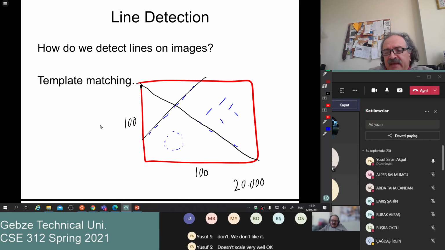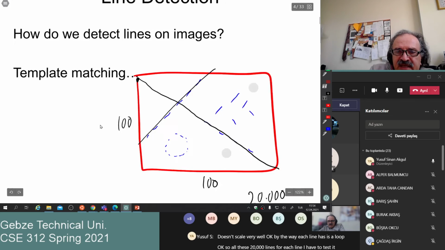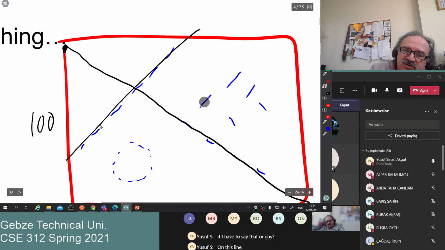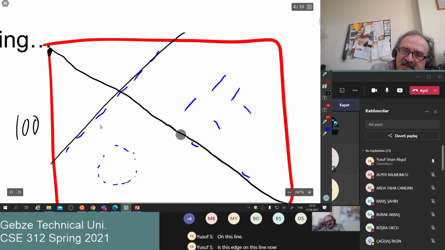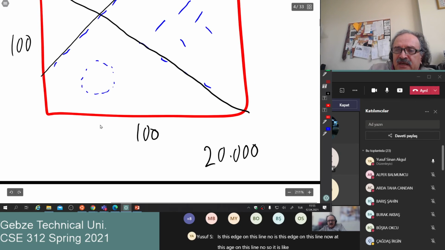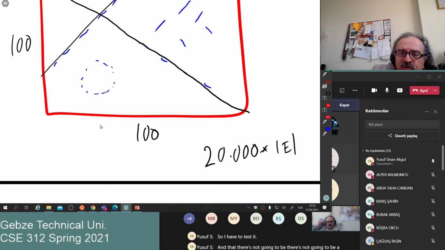Okay. By the way, each line is a loop. So all these 20,000 lines, for each line I have to test it. I have to say, on this line, is this edge on this line? No. Is this edge on this line? No. Is this edge on this line? No. So it is like 20,000 times the number of edges. How many edges do I have? I don't know, so I have to test it. And that's not going to be good. So how do I do this testing?